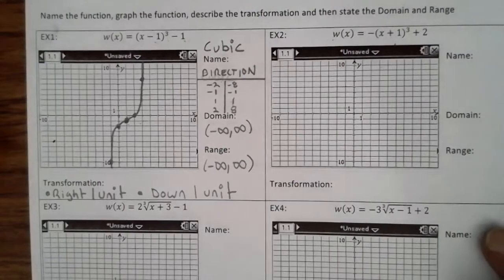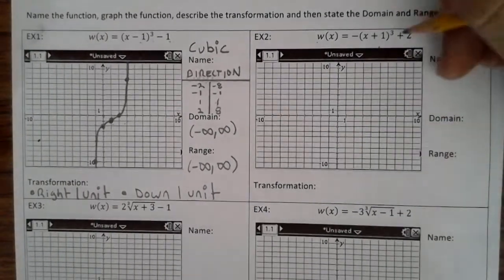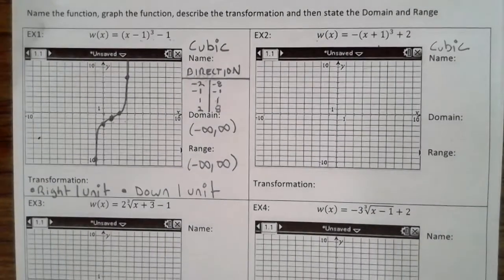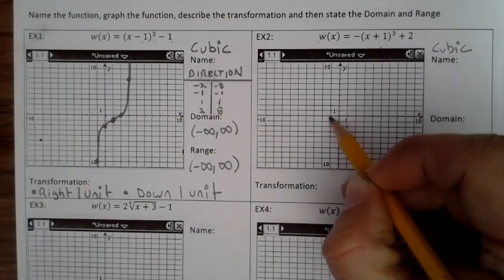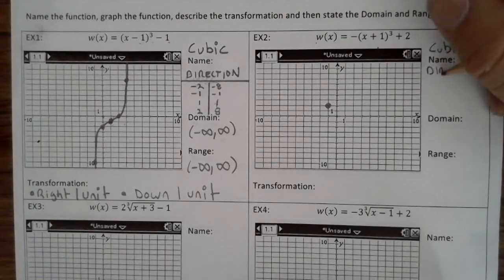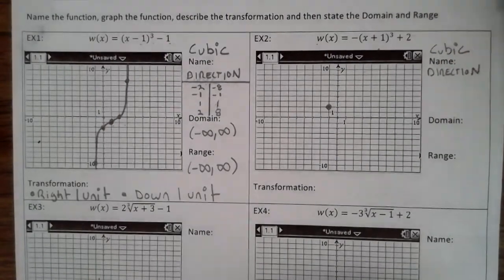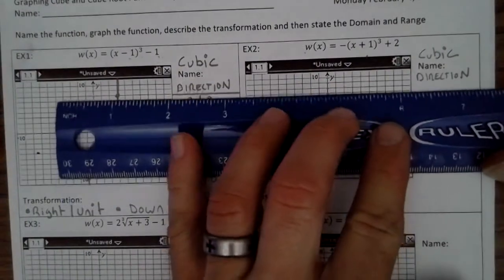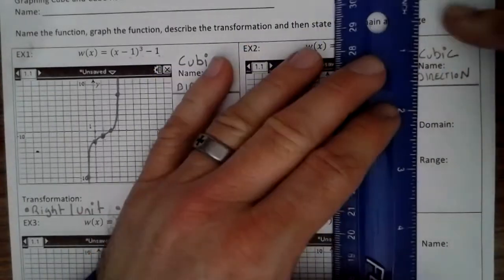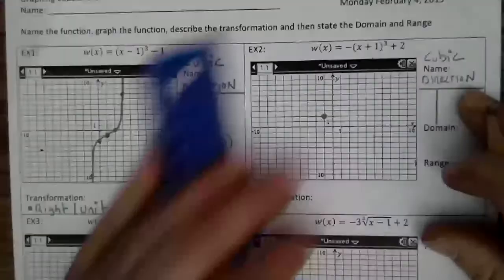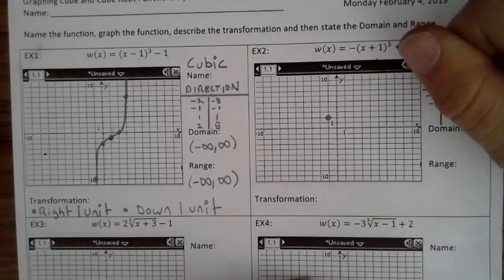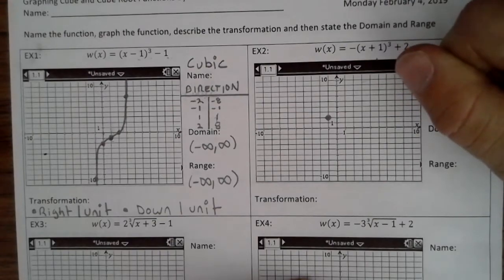All right, so here, name's real simple. It's a cubic function. Okay, we need to move the vertex. So the plus 1 is to the left 1, and then up 2. Again, we're going to graph by direction. Again, using the same directions, -2, -8, -1, -1, 1, 1, 2, 8.